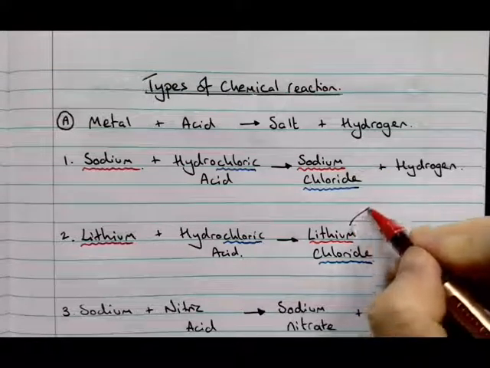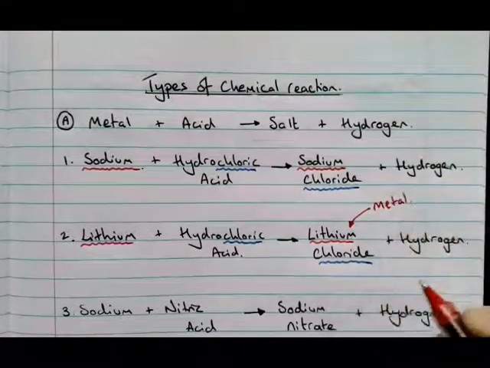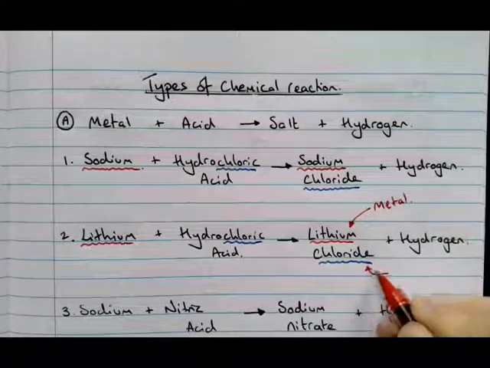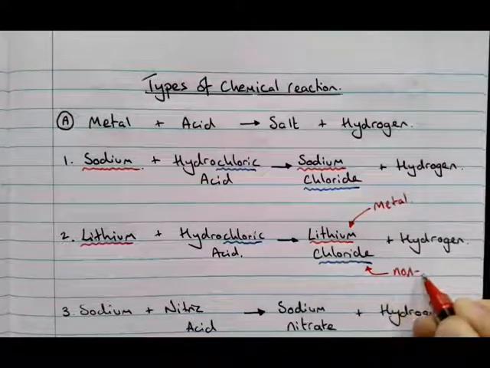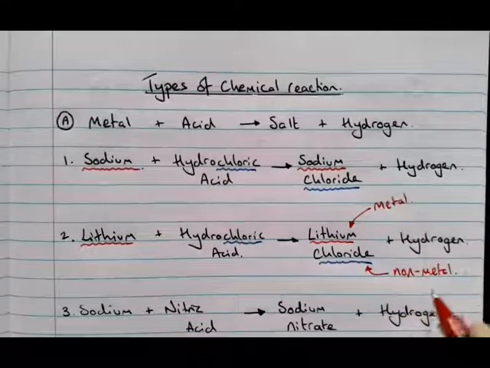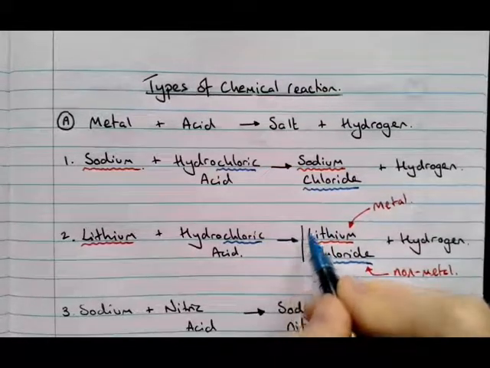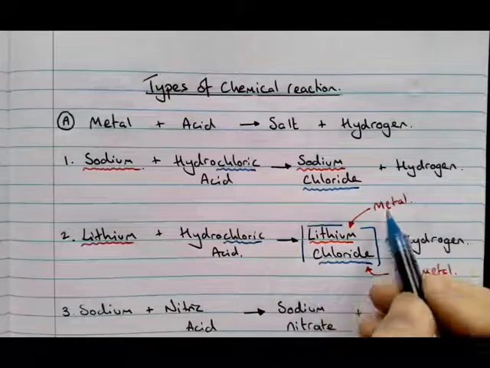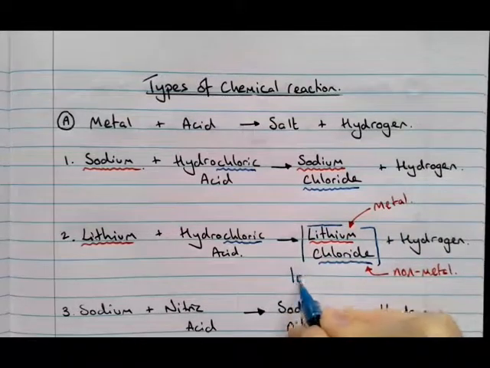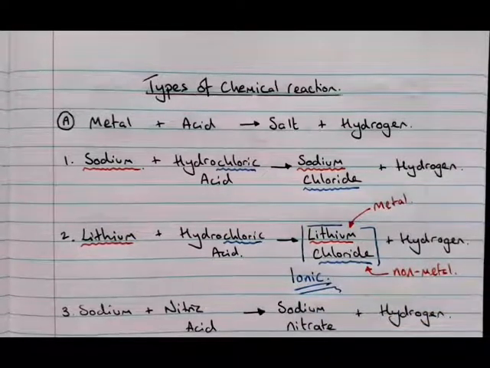And just before we move on, let's have a little think about lithium chloride. Well, lithium is a metal, and chloride is from chlorine, which is a non-metal. So this compound here, lithium chloride, is a metal and a non-metal, which means it is ionic.